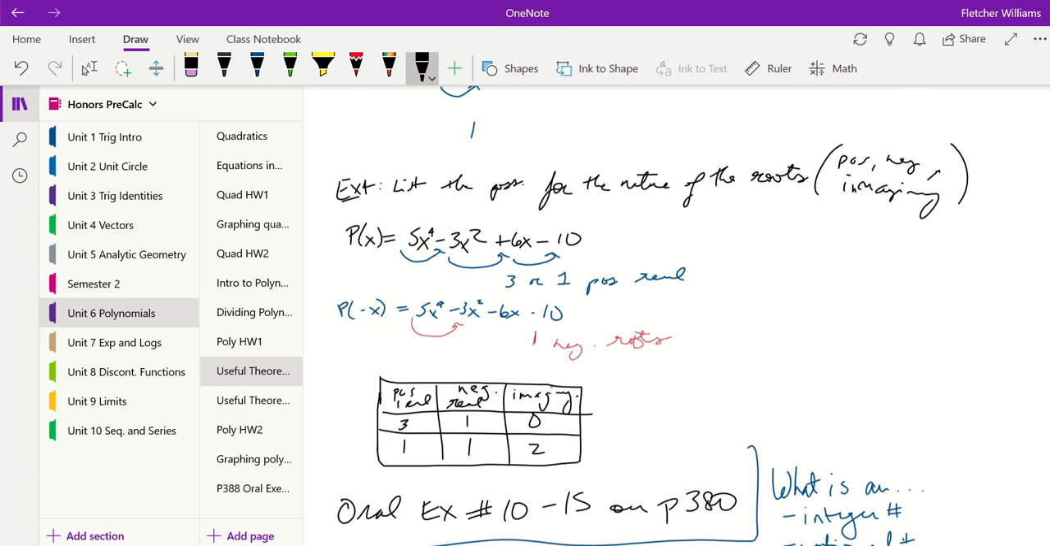Okay, so for this one, it's a 4th degree, so it's got to have 4 total roots. If you have 3 positive real, 1 negative real, there's 0 imaginary. But if you have 1 positive real, 1 negative real, you have 2 imaginary. Yes? All right, let's go. I need your help though. I might mess up again. Okay, any questions on that? That was good. Imaginary roots.